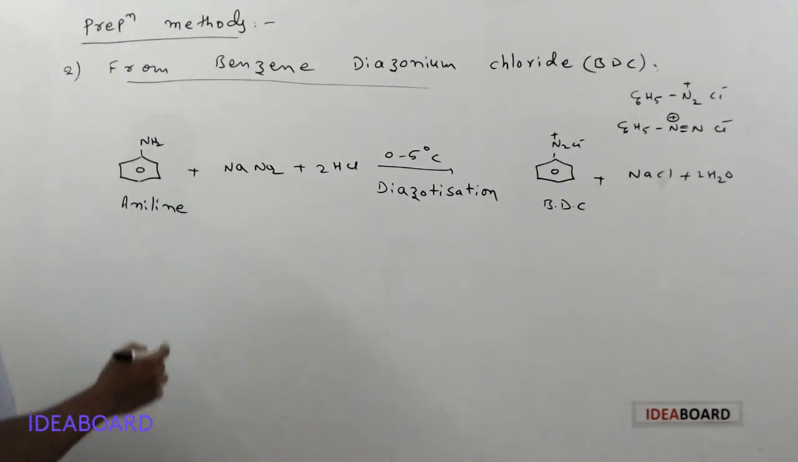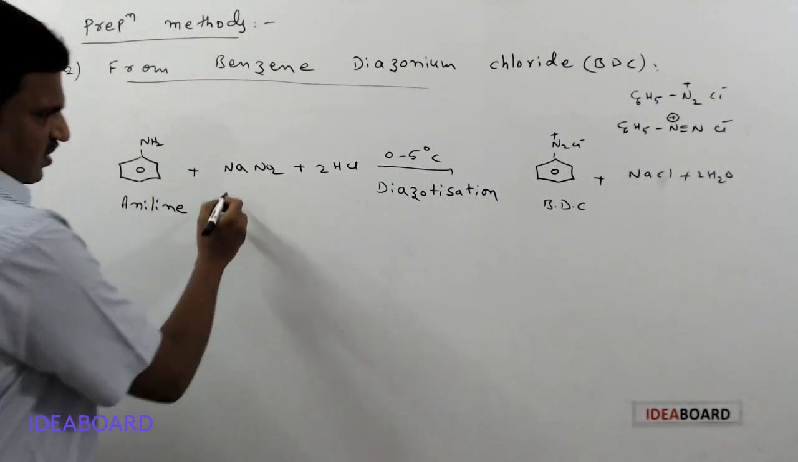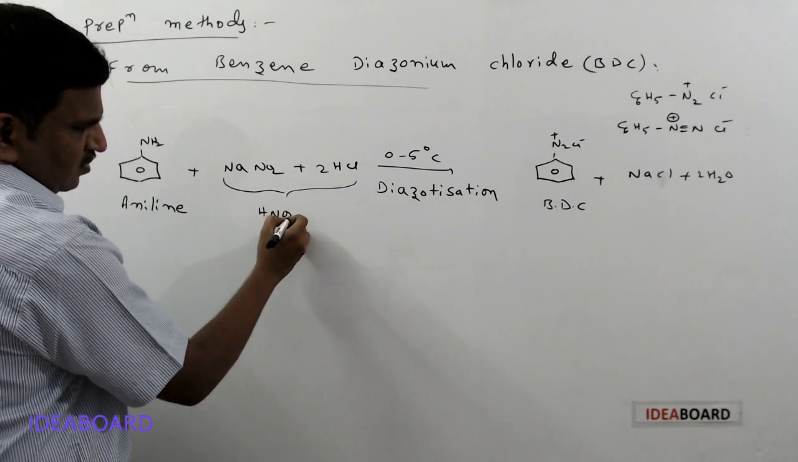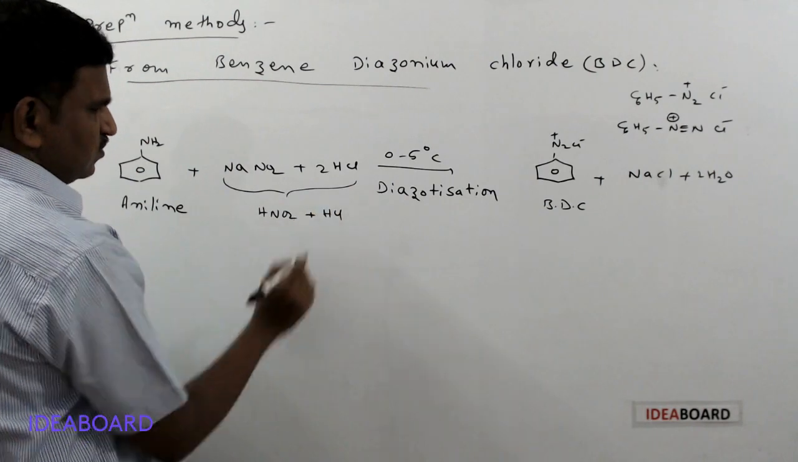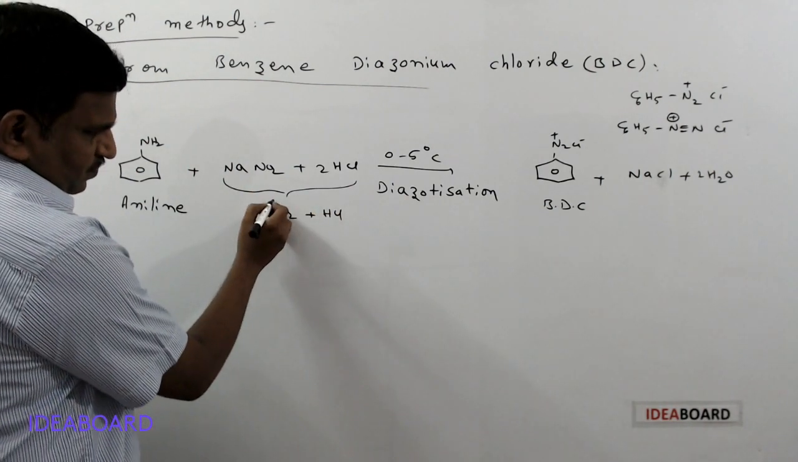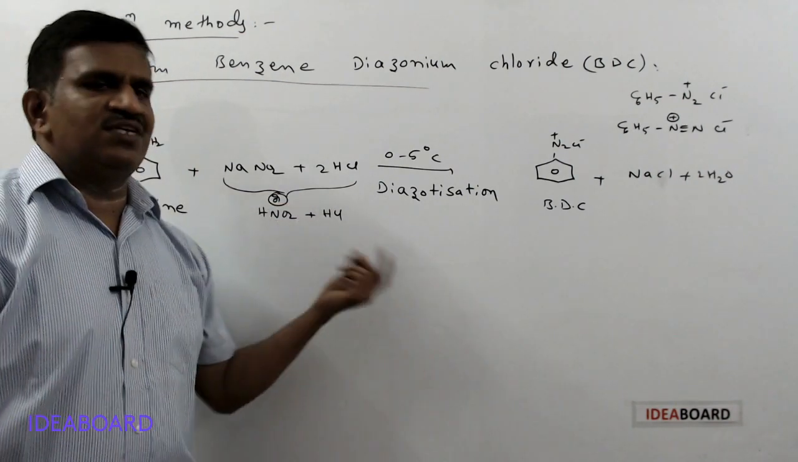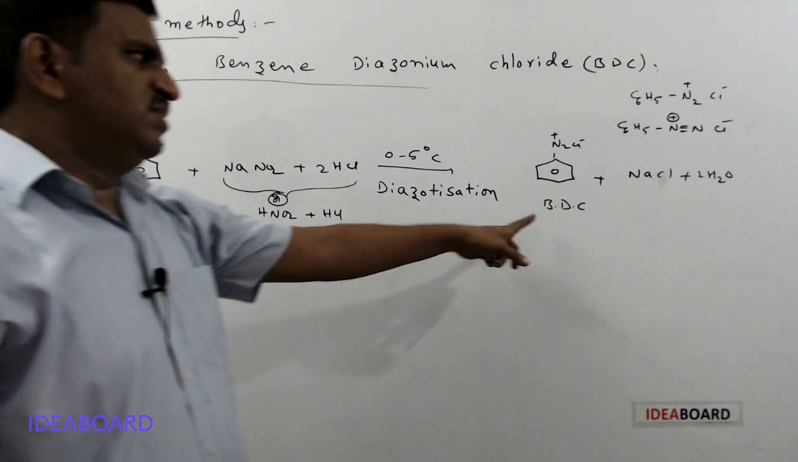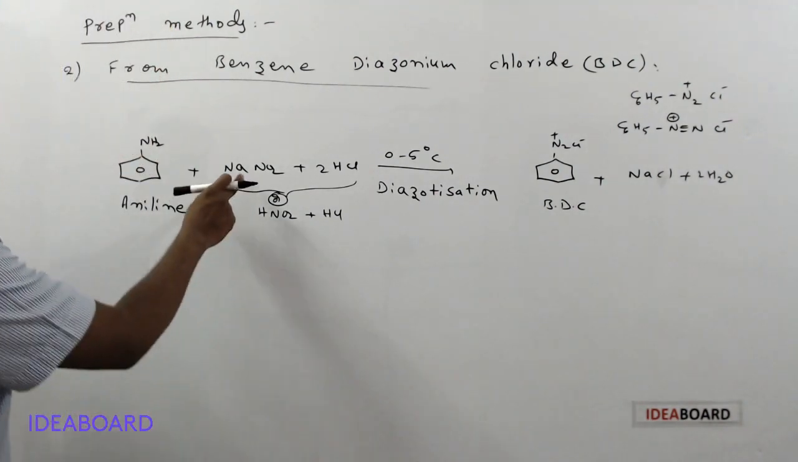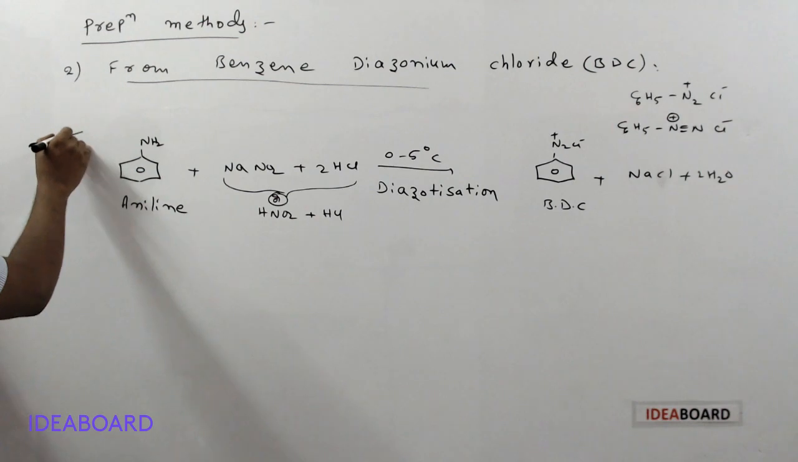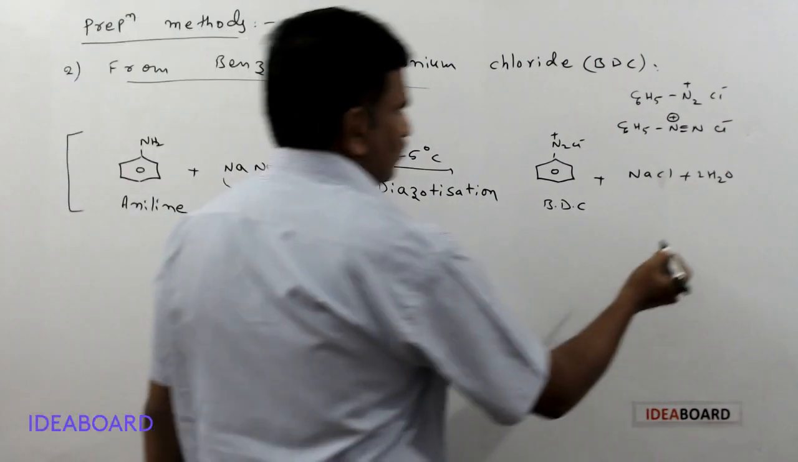In this reaction, instead of the NaNO2 and HCl mixture, sometimes they may use an HNO2 and HCl mixture to get benzene diazonium chloride. Please remember, instead of this, sometimes they may give this one. That is also the same diazonium chloride formation, or diazotization process. This is only the preparation method of benzene diazonium chloride.